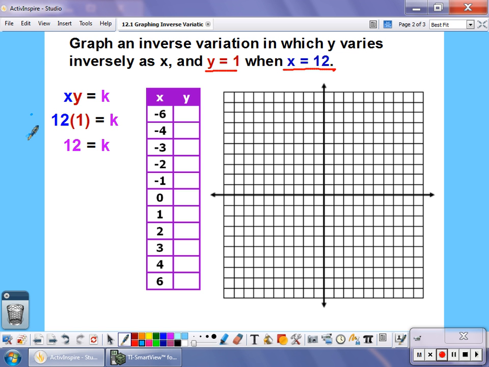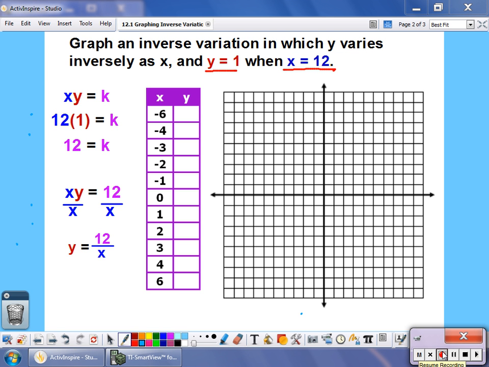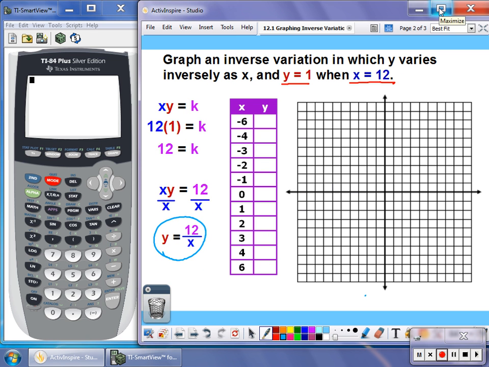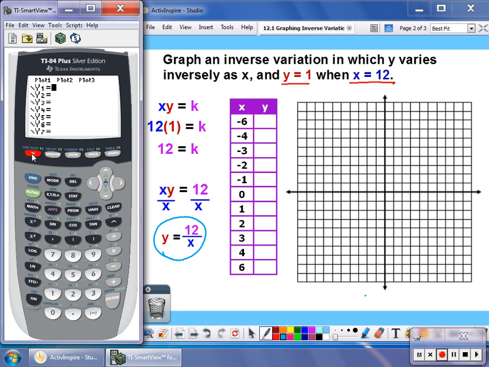Now I want to figure out what to put into my calculator. I'm going to take that 12. I know that x times y equals the constant, which is 12. I'm going to change it into a y equals equation by dividing both sides by x, and I find out that y equals 12 divided by x. Now it's time to create our table. So now that I know what I can plug into my calculator, I'm going to click on y equals, and I'm going to enter this equation, 12 divided by x. And I can use that then to create my table.